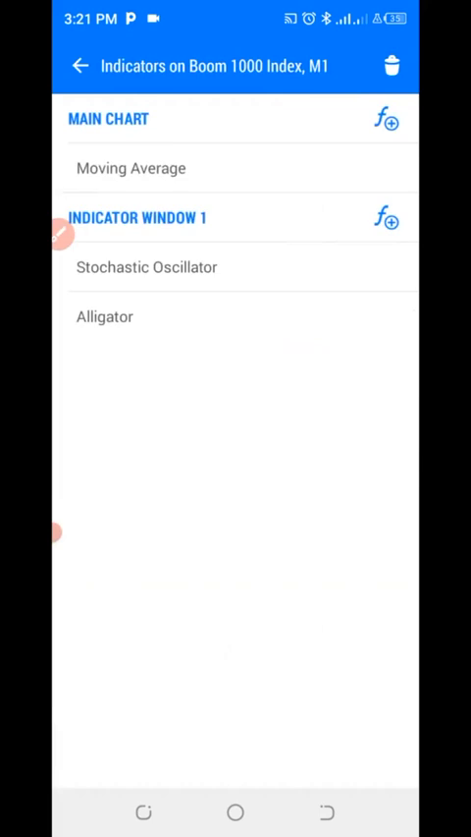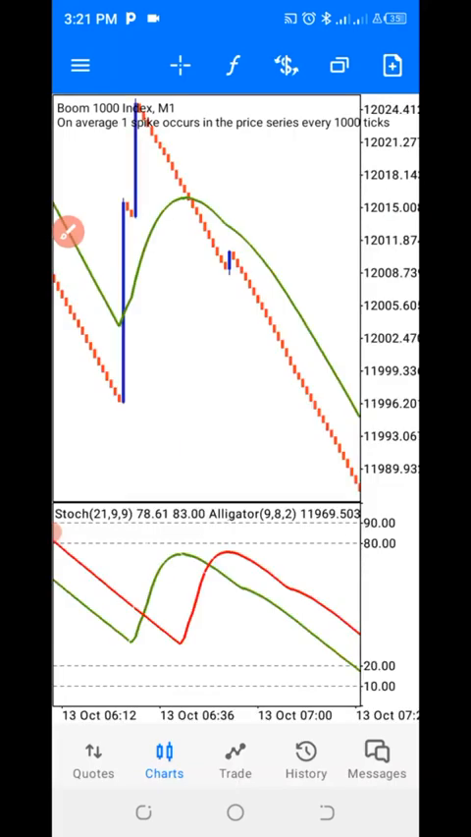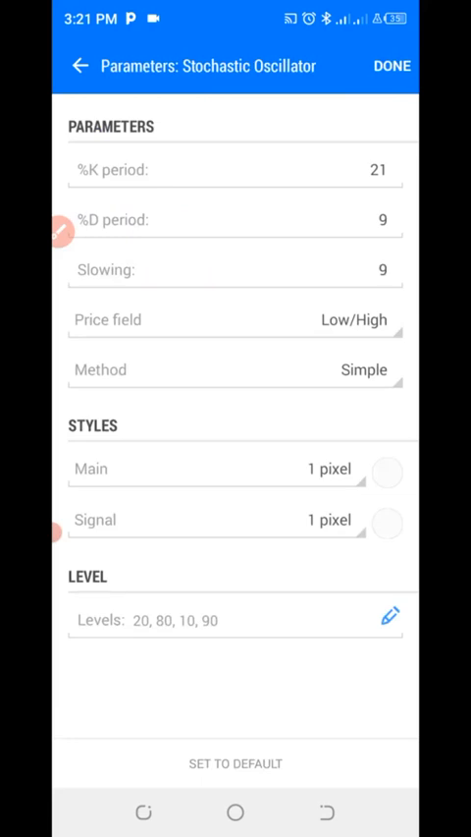The second indicator we are going to be using, you click on this F plus here. Once you click on that, the next indicator is going to be our stochastic. So the K period is going to be 21. Now let me tell you one thing: I will never give you an indicator that you don't understand the pros and cons of. I've always told you, whatever indicator you are using, make sure you understand the pros and cons of it.